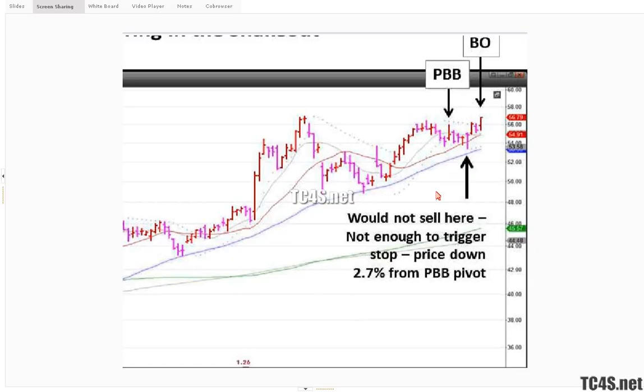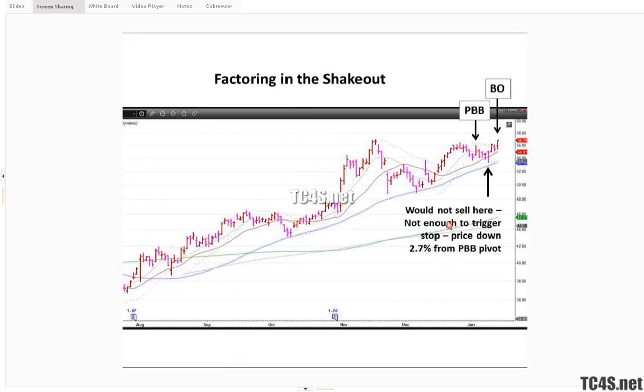a whole bunch of violations, then it'd be a different story. I would sell. I might even sell before it hits the stop. But if it's orderly and it's building that right side, I'd probably stay with it because it just hasn't come in enough. I would give it a little bit of room. So, I factor in the shakeout. That's what I call factoring in the shakeout. So I may let it shake out that low.